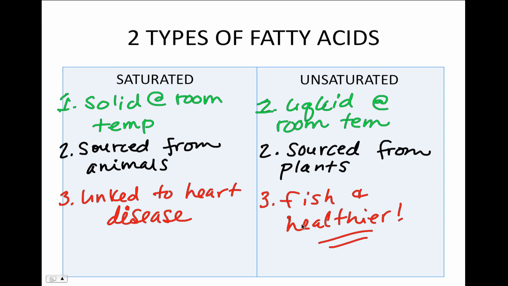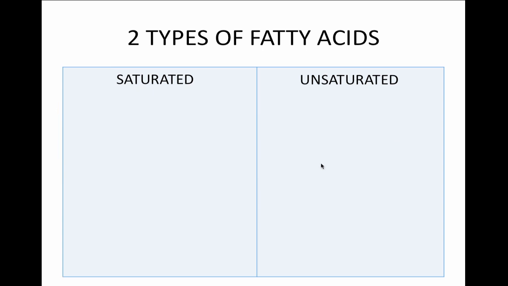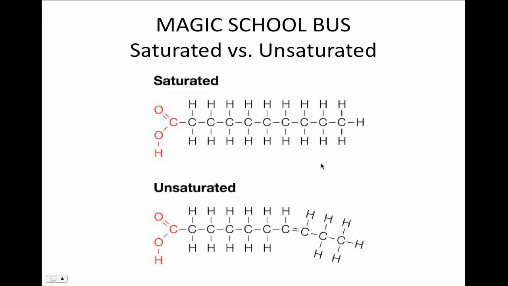So we want diets that are rich in unsaturated fat because our body actually needs these fatty acids. When we get too much saturated fat, that's when we get in trouble. So let's take the Magic School Bus, Super Magic School Bus, and look at the molecular level of saturated versus unsaturated fat. And we're also going to figure out where the source of these names come from.